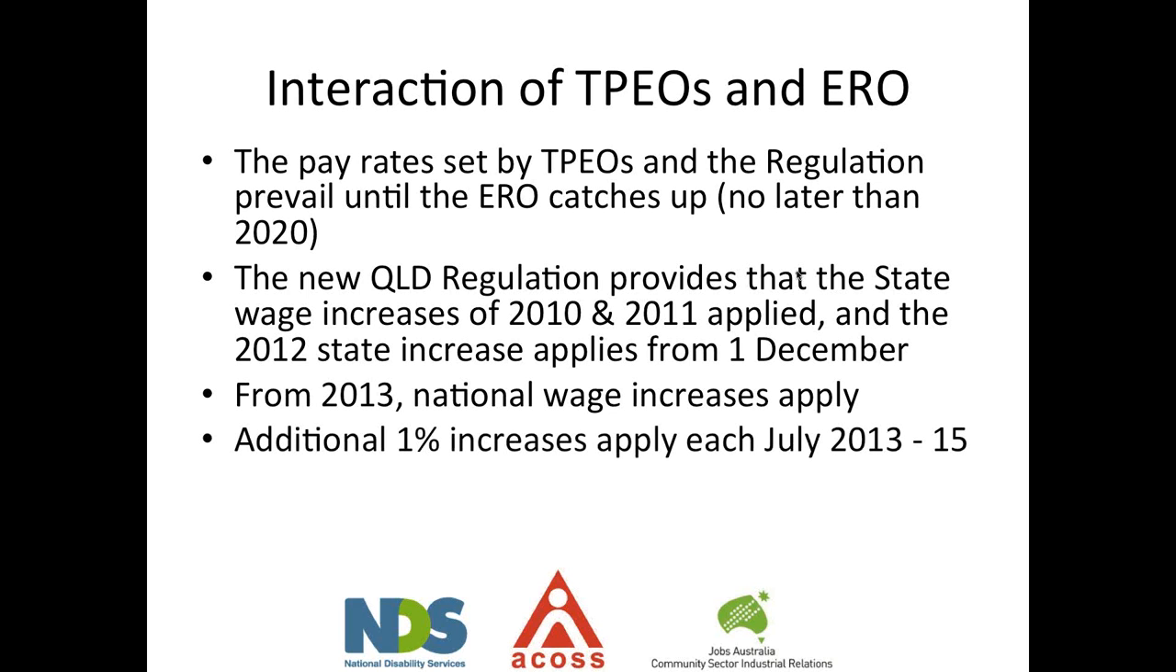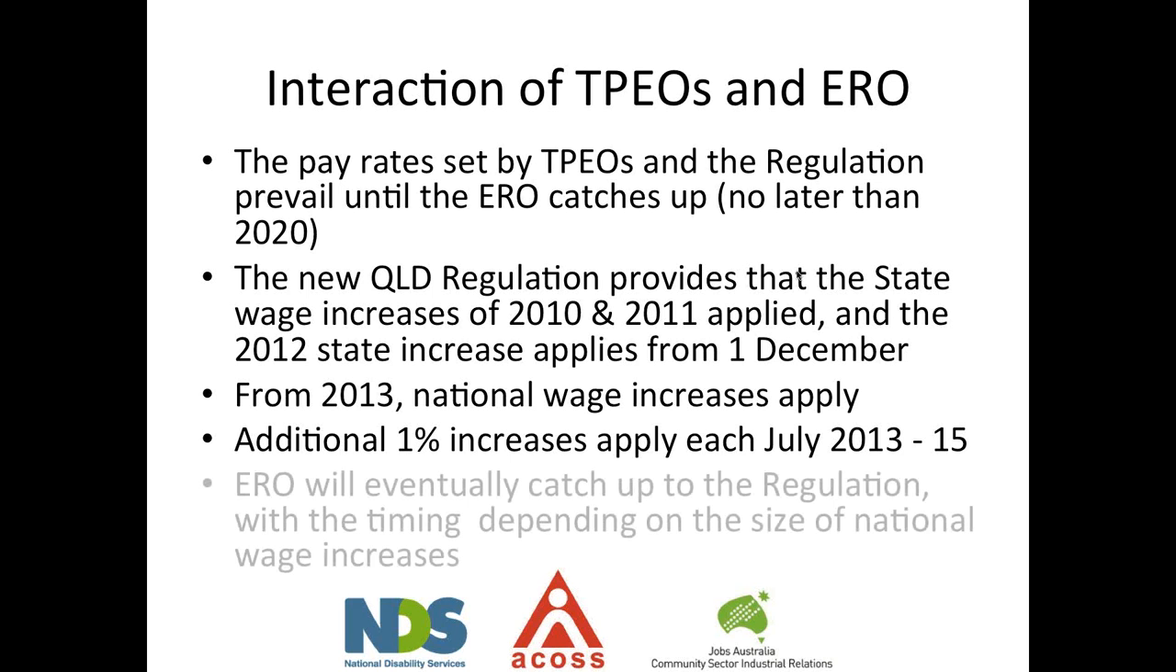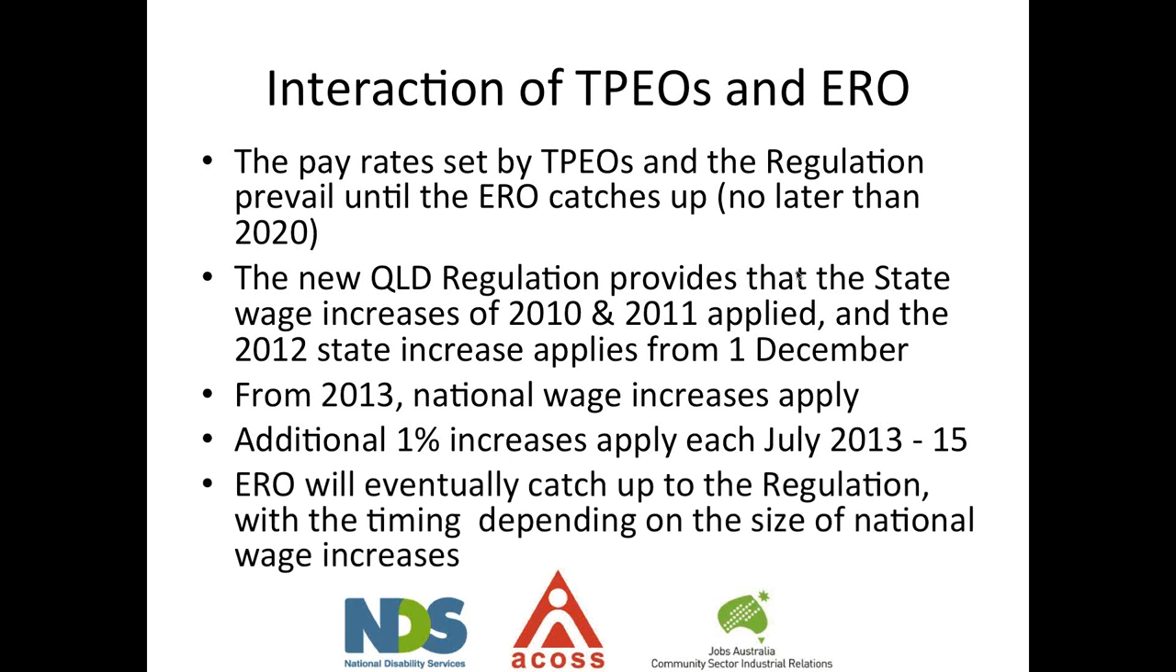The TPEOs, or the Transitional Pay Equity Orders, both the regulation and the original QCSCA rates, provide an additional 1% increase each July to apply between 2013 right through to 2015, so that'll be on top of the national minimum wage increase. Eventually the ERO will catch up to the regulation, and the timing of that will depend obviously on the national wage increases.